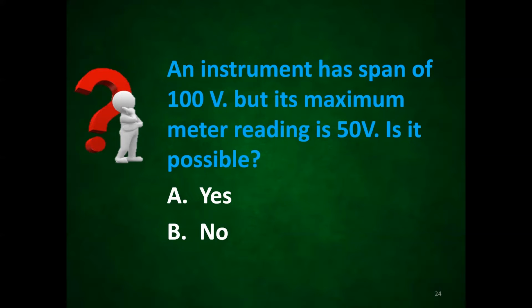Well, if your answer is yes, then it will be true. Why? Because the actual range of the instrument could be minus 50 to plus 50 volt, right? So its span is 100. So think about it. The answer will be yes. The actual range is minus 50 to plus 50, so that the span is 100. No matter, the lowest value could be negative or positive. I hope it is clear enough.